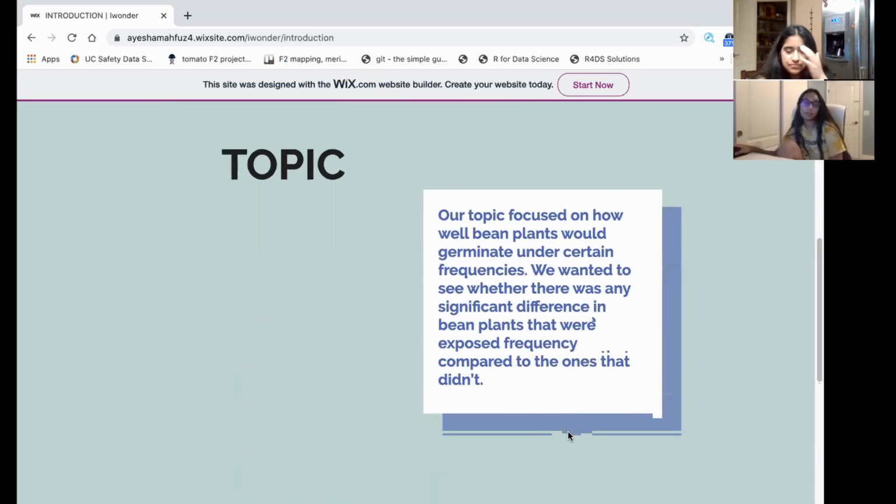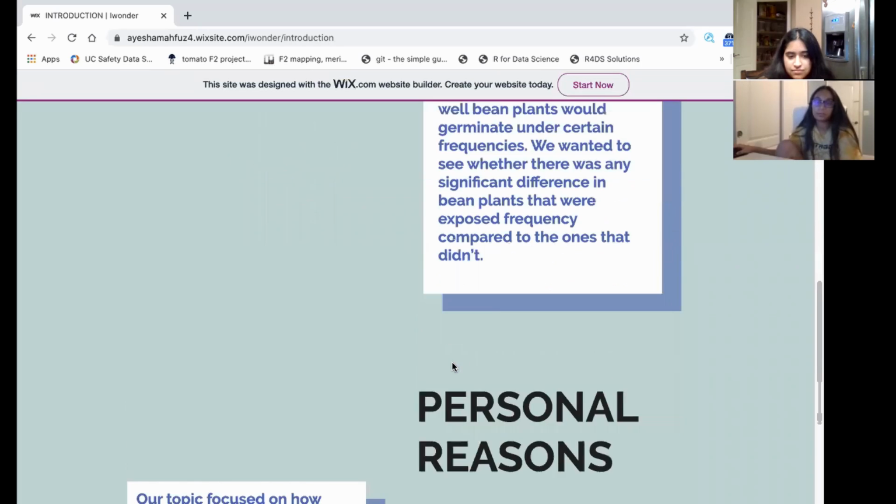And then just a general overview of our experiment: we were testing how bean plants would germinate under certain frequencies. So we tested 3 different frequencies and we wanted to compare it to whole bean seeds that were not growing under any frequency.